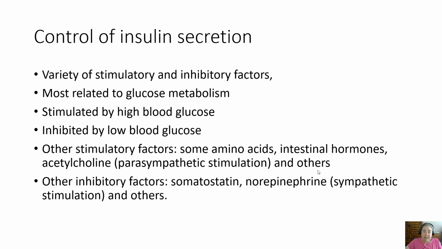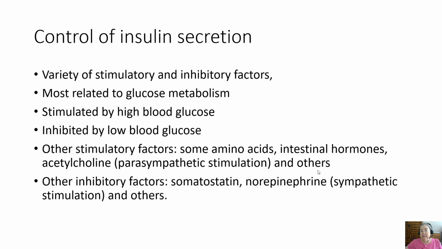And when there is low blood glucose, the beta islet cells don't release insulin. But there are some amino acids that trigger insulin release. There are some intestinal hormones, and we'll talk about those perhaps a little bit more as we get into the gastrointestinal segment. Acetylcholine, as a product of the parasympathetic arm of the autonomic nervous system, can trigger insulin secretion. And there are other things that inhibit it.